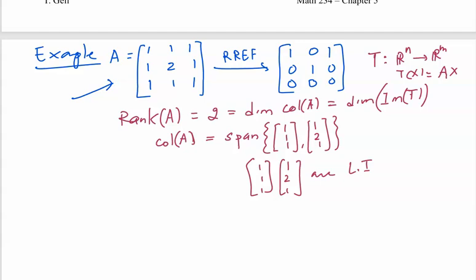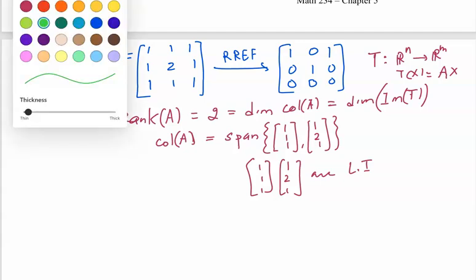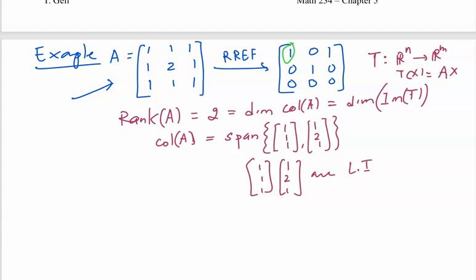So you have, let me change the color here, this column and these two columns are pivot columns. That means the rank of matrix A is 2. So the rank of matrix A is 2. Again, that's exactly the same as the dimension of the column space of A, and the dimension of the image of T.